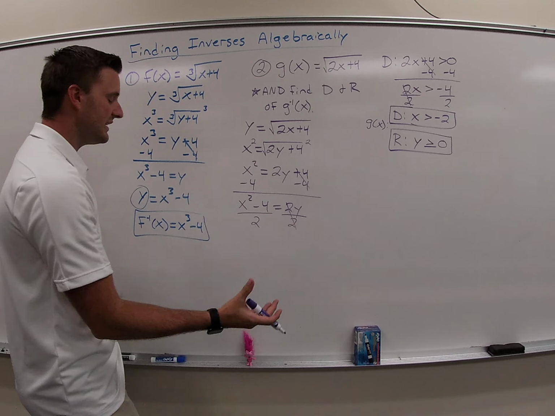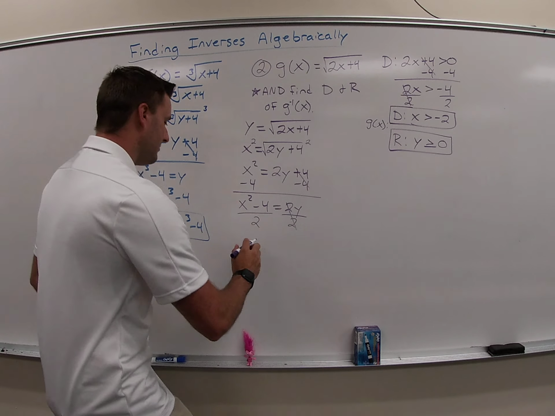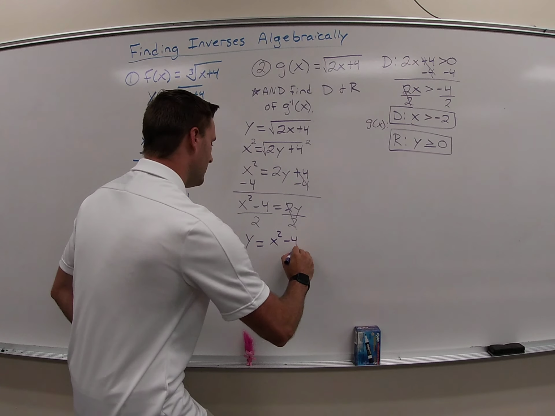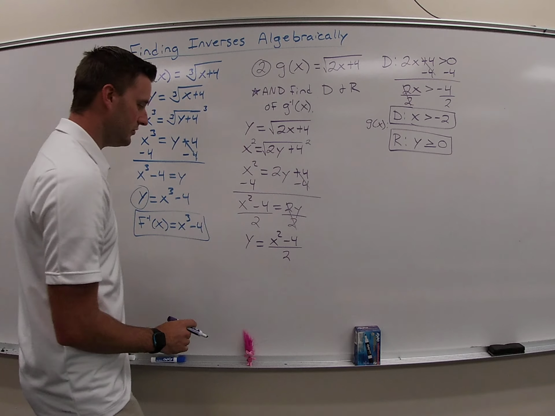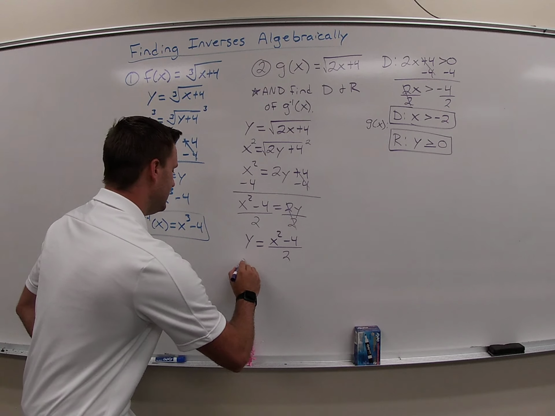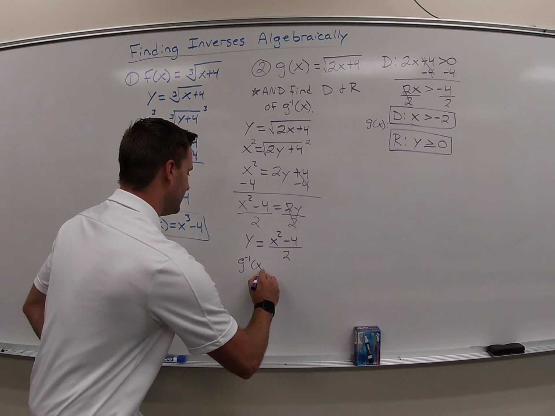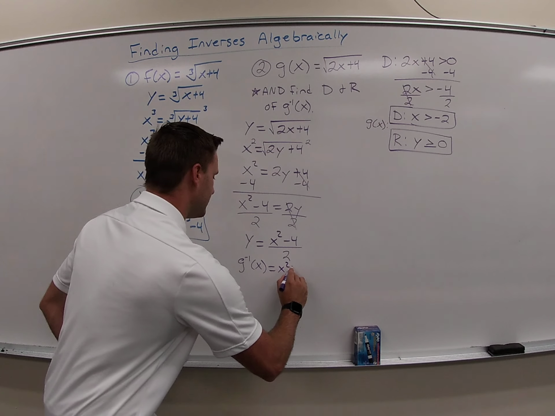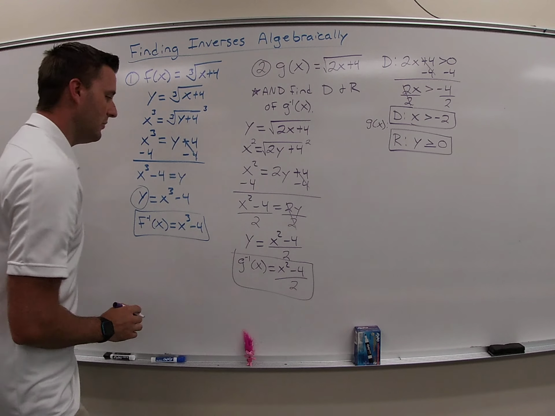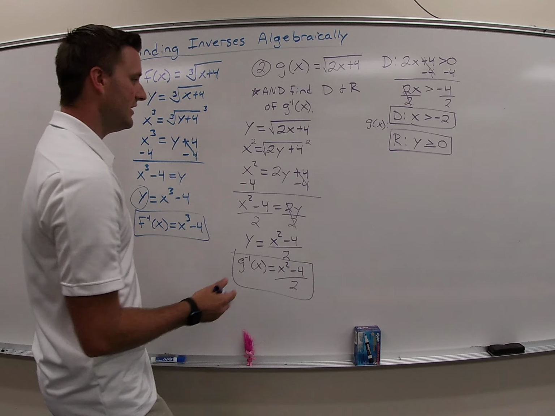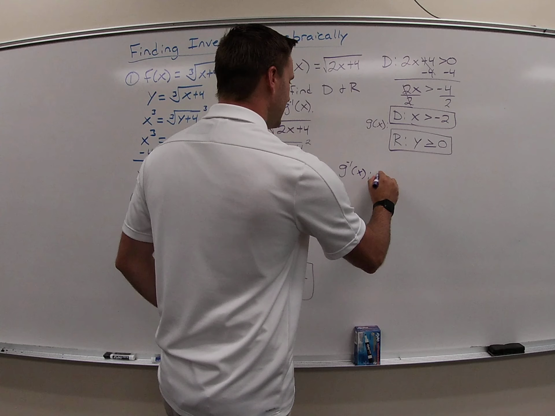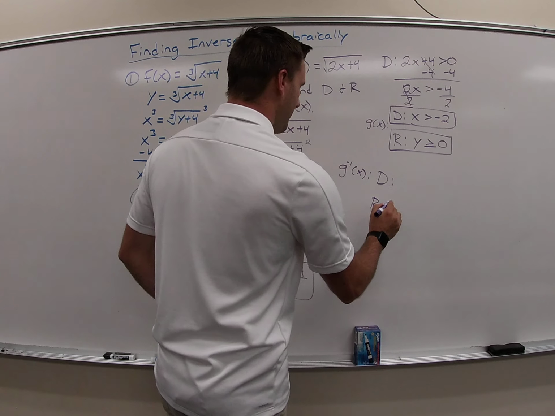And so whatever I do to one side, I have to do to the other. So I'm going to reflip my order. So I'm going to say that y equals, my numerator is x squared minus 4, and this is all over 2. Or instead of y equals, this is actually g inverse of x equals x squared minus 4 all over 2. Now we needed to find domain and range of g inverse of x. So g inverse of x, domain.